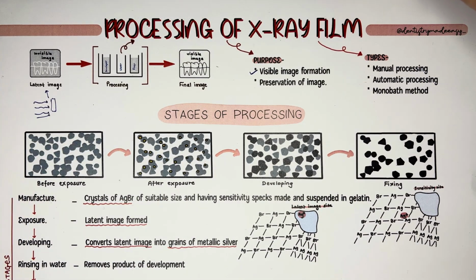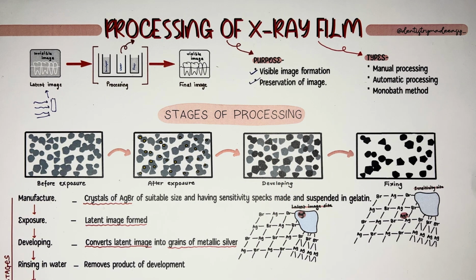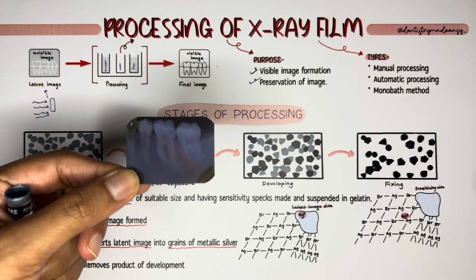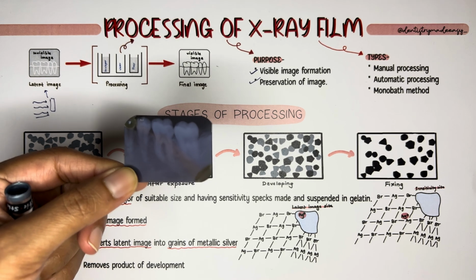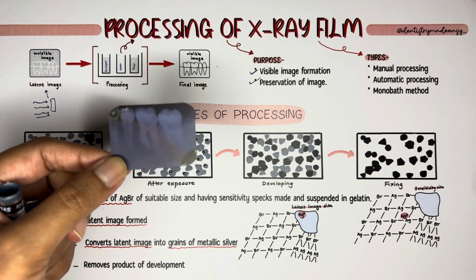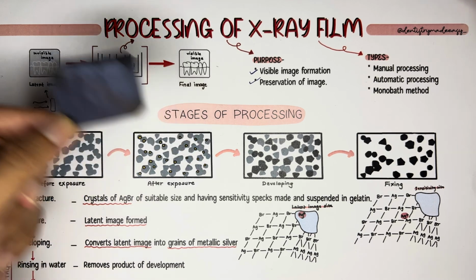The next purpose of processing is preservation of image. When you take an X-ray, you are processing the film. If the patient comes later on, after some months or years, at that time also you will have this image preserved with you. So processing will help in the preservation of the image by the formation of the visible image.